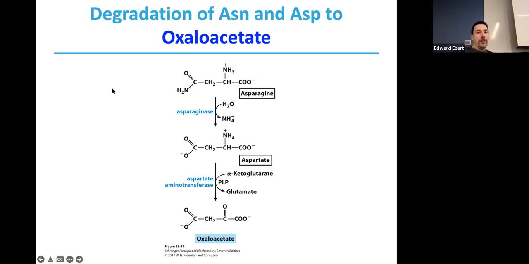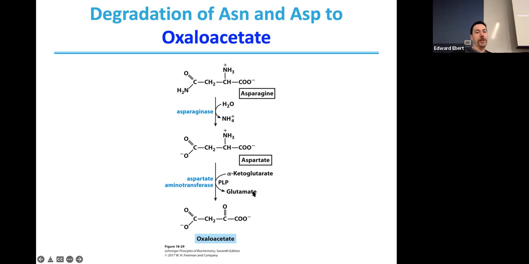So let's look at a couple of these others. Our glucogenic reactions: asparagine and aspartate. Even though they are positively or negatively charged amino acids, respectively, they both degrade to oxaloacetate. For asparagine, we have asparaginase that will remove the amino group, and that leaves behind aspartate. So essentially asparagine gets converted into aspartate, and then aspartate can interact with alpha-ketoglutarate to make oxaloacetate.